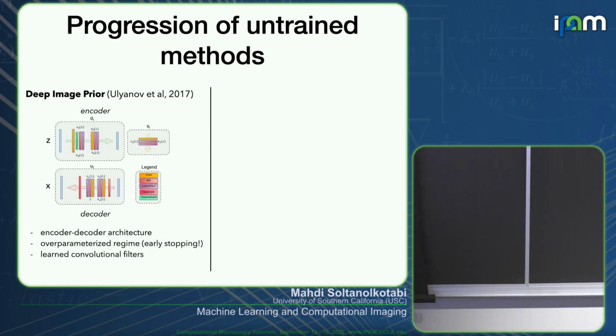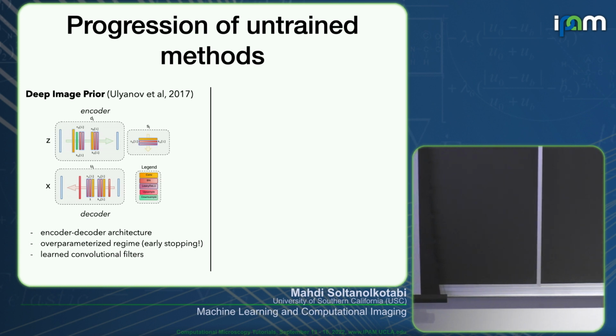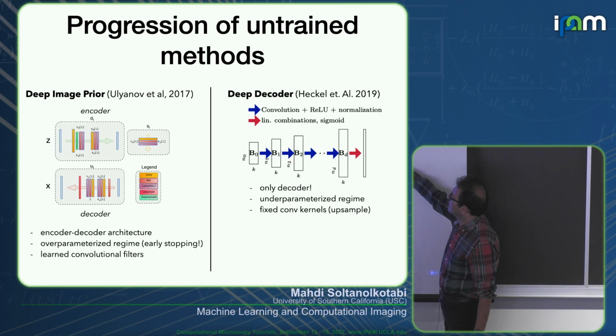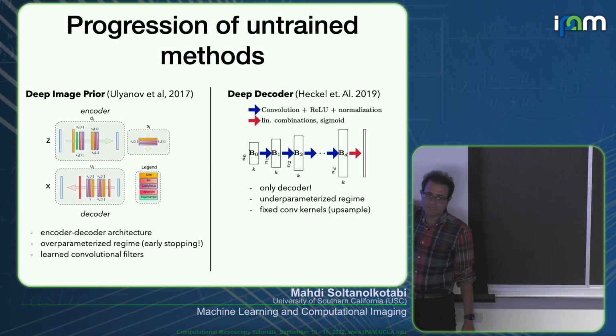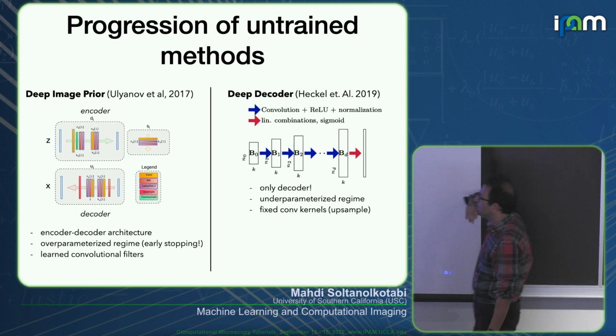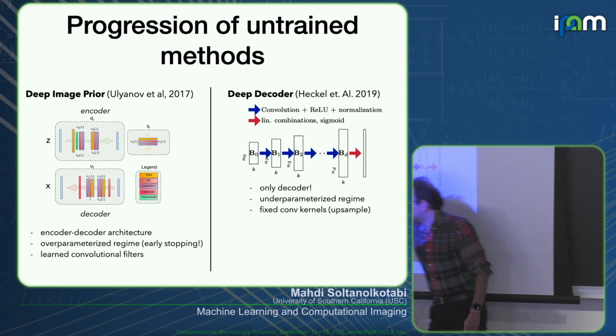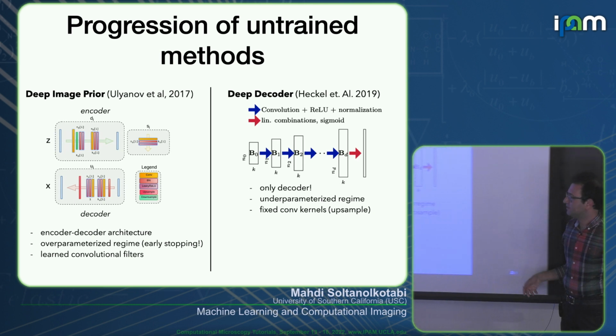This kind of literature started with these deep image priors, where they had encoder and decoder architectures. Reinhard Heckel and I think Paul Hand realized that actually half of the network is enough; this idea works even if you delete the encoder. So they came up with the deep decoder. The advantage is that these networks were over-parameterized, while these have much fewer parameters.